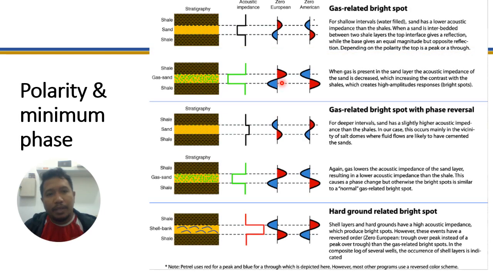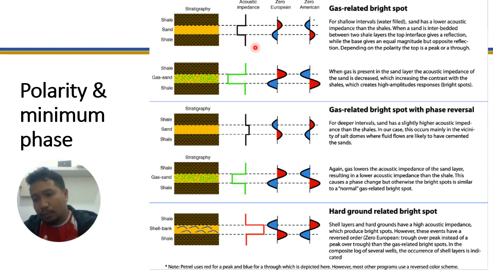The image shows a diagram of different types of gas related bright spots. The bright spot is one of the DHIs, or direct hydrocarbon indicators, that are caused by the reflections of waves from different layers of rocks and gas, regardless of either European or American zero phase.